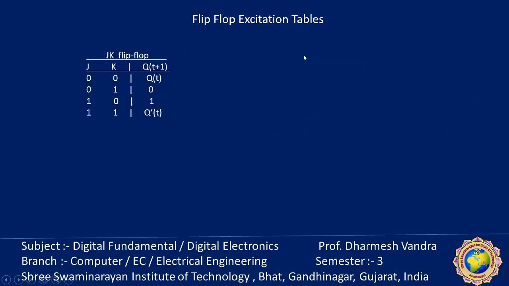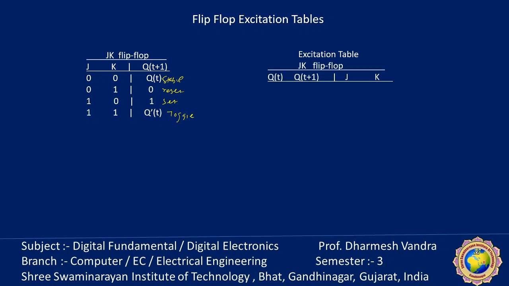Let's take the excitation table of JK flip-flop. So here, reset, set, and toggle. So 0, 0 means stable or reset. When stable is possible, J and K both are 0, 0. When reset is possible, 0, 1. So J must be 0, K any one value. K may be 0 or 1, this will be satisfied. But the condition is that J must be 0.